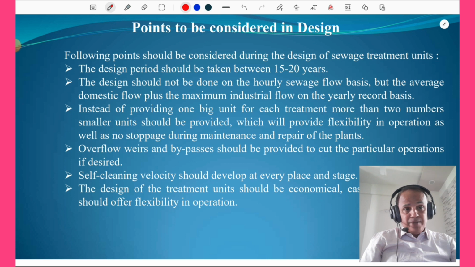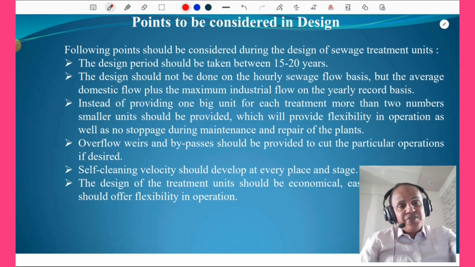Instead of providing one big unit for each treatment, more than two smaller units should be provided. That is very important. Instead of going for the bigger unit, you should provide 2 units, which will provide flexibility in operation as well as no stoppage during the maintenance and repair of the plant. So go for 2 units instead of 1 unit. Go for 4 units instead of 2 units. Overflow weirs and bypasses should be provided to cut off particular operation if desired.